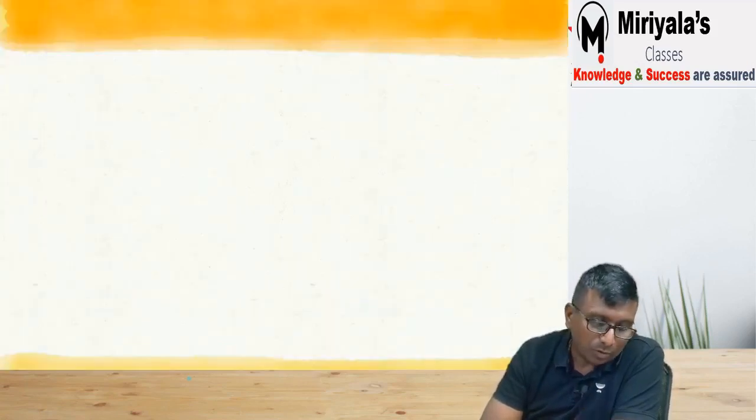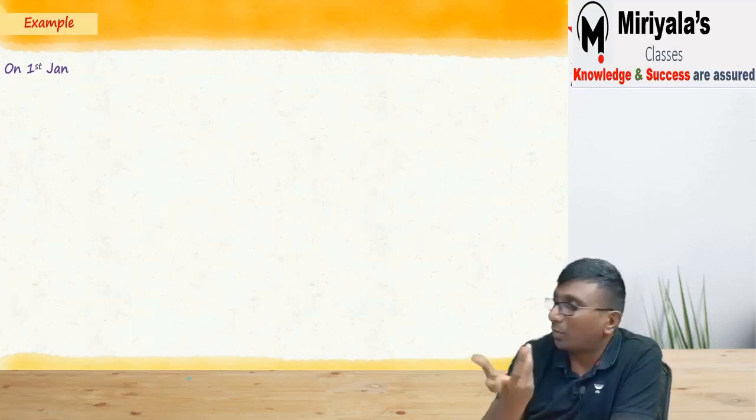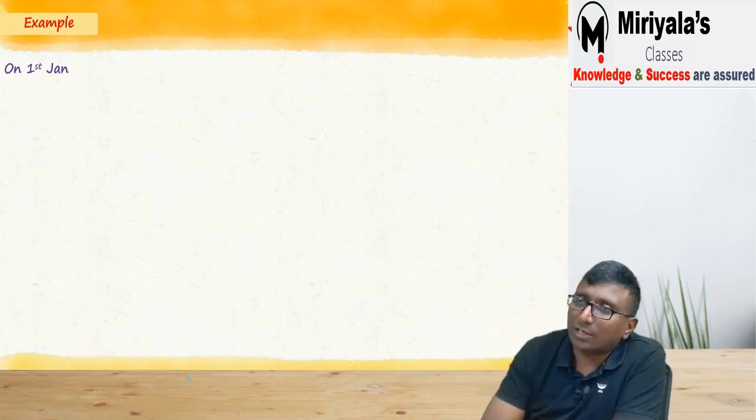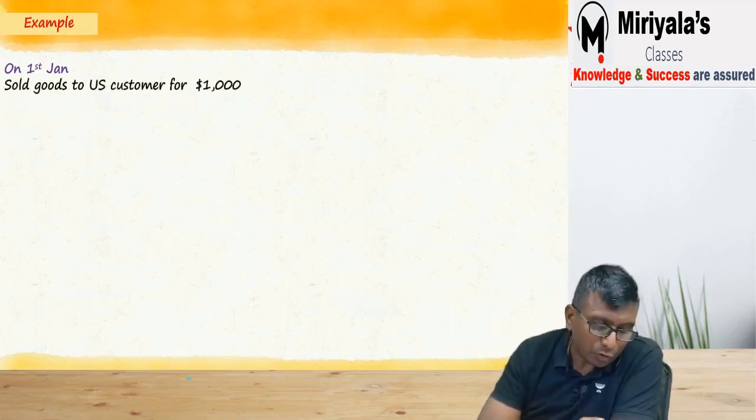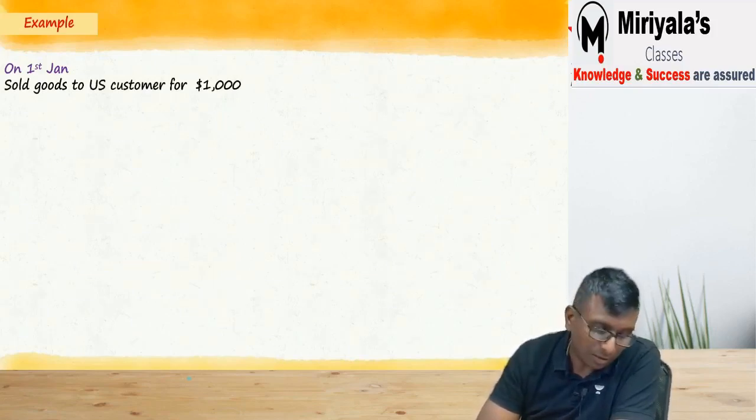Right. Now, listen carefully. Now, one small example. You don't need to note this, just participate. Participating is sufficient. If you want to write, see it. On 1st January, we sold goods to a US customer. Very basic question. $1,000.